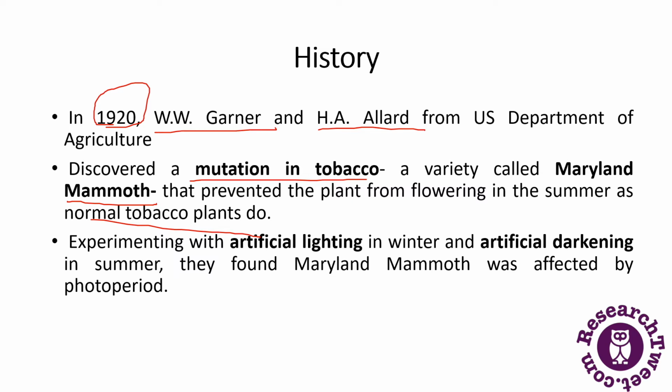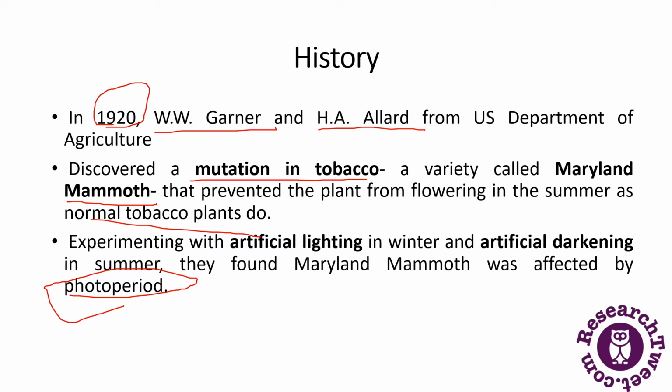So the normal tobacco plants flower in the summer, but in the case of Maryland Mammoth, this was not seen. There was some mutation in the tobacco plants. When they were experimenting with artificial lighting in winter and artificial darkening in summer, they found Maryland Mammoth was affected by photoperiod. So in that case, they came across the term photoperiod.